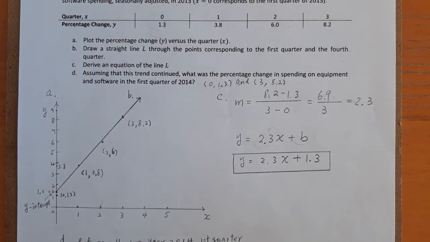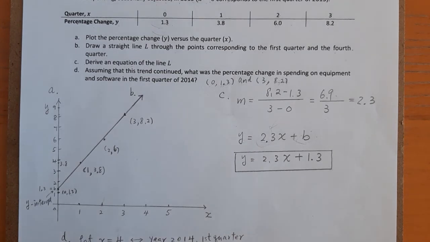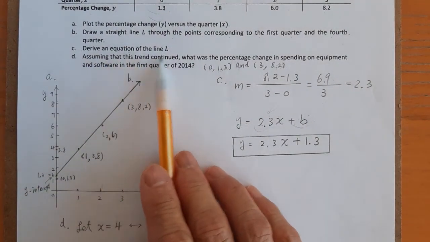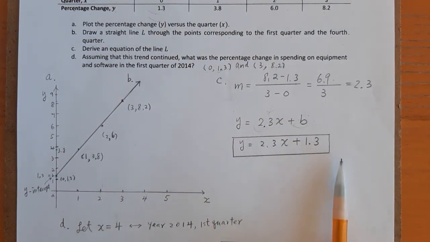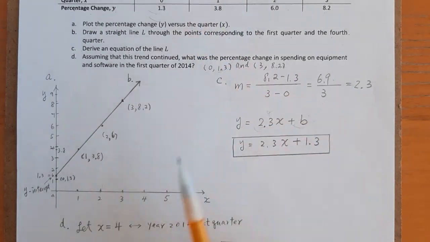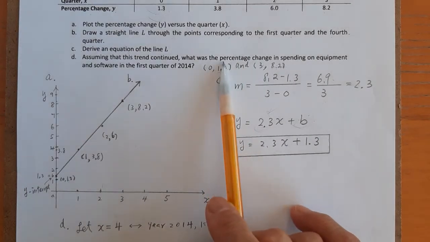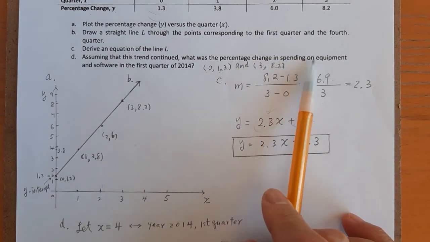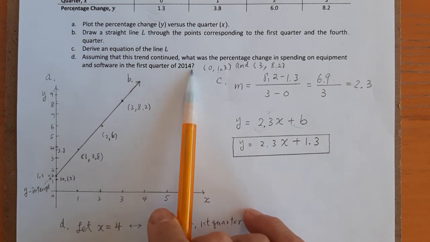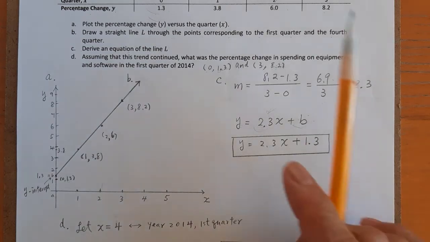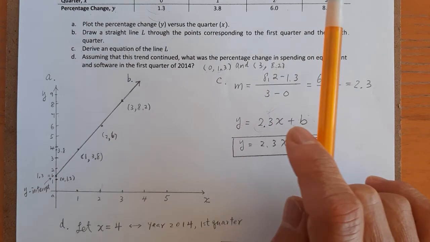Then that's the equation. Then D asks: assume that this trend continues, that this straight line keeps going. What was the percentage change in spending on equipment and software in the first quarter of 2014? So this is 2013: first quarter, second quarter, third quarter, fourth quarter.